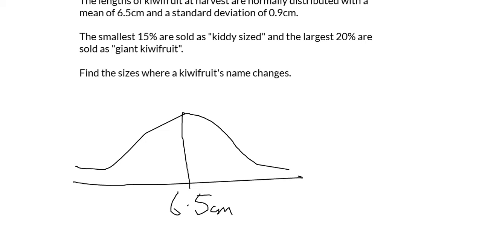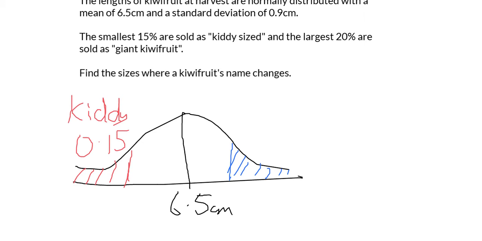We have the smallest 15%, so we'll do that one in red, 0.15. The smallest 15% are called kitty. And then the largest 20% are called giant.